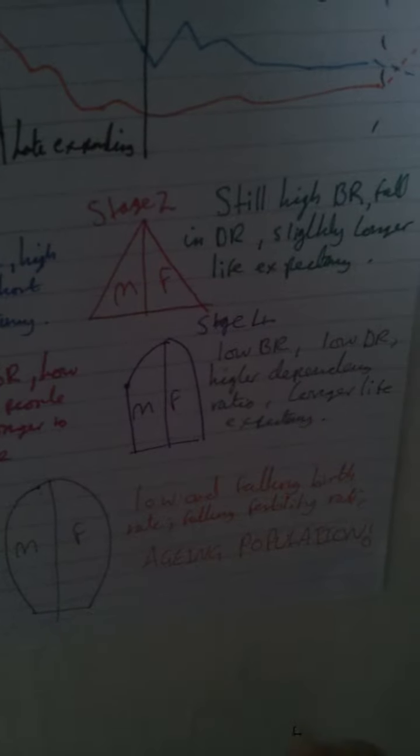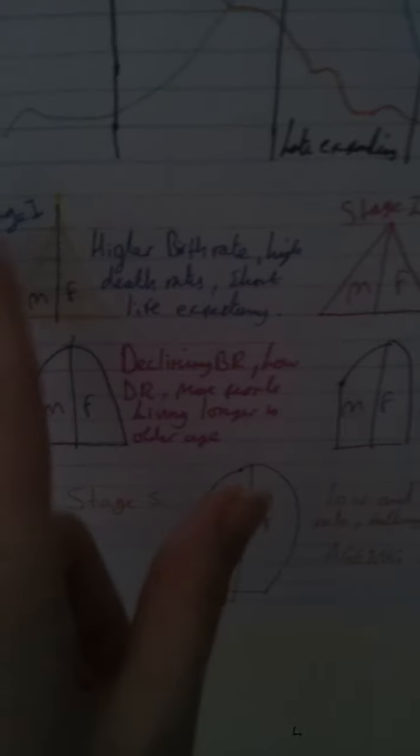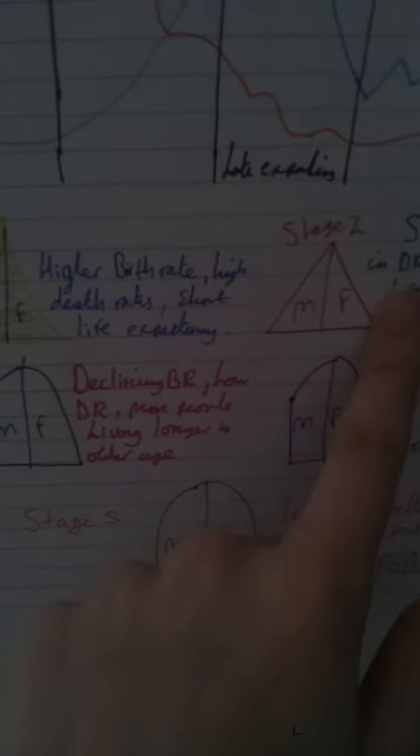And these are your little pyramids, almost kind of linking in with this, but more detailed in what they're about. So stage 1, you have your high birth rate, your high death rate, and your short life expectancy. Stage 2, you still have a high birth rate, but there's a fall in death rate and slightly longer life expectancy. So it's either side, you have your male and your female, because they are always separated.